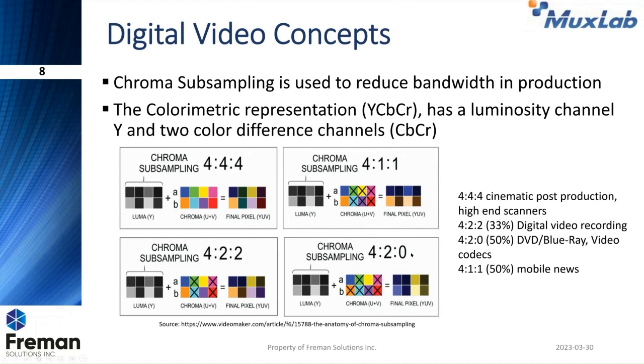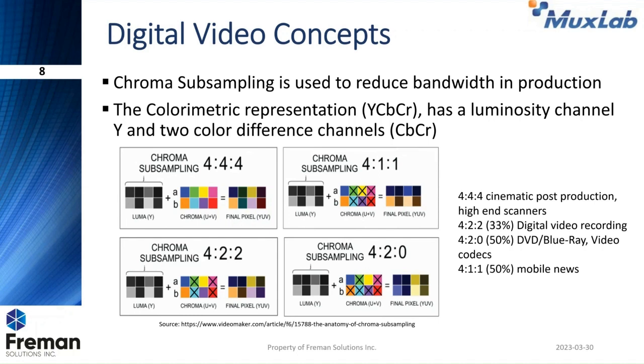And 420 is an interesting one because you get rid of 75% of the color. So you get rid of a lot of the color information, and you're wondering, how does that work? Is it actually possible that that signal is still acceptable to the viewer? Well, you've been experiencing it for many years. All the DVD and Blu-ray players that you have ever watched have all been on 420.